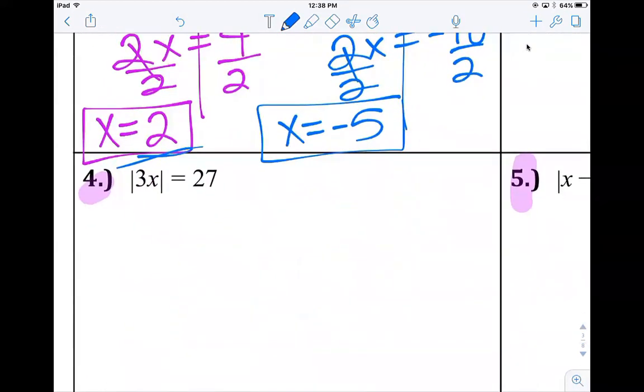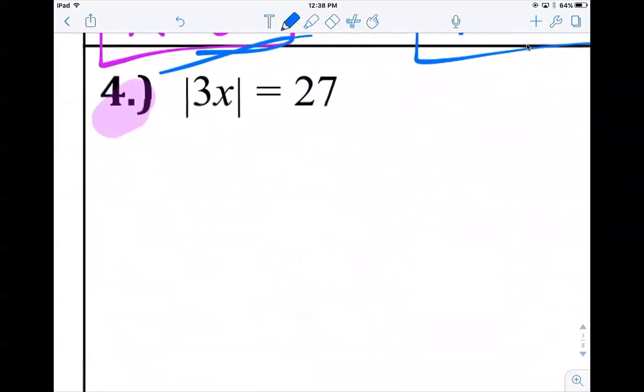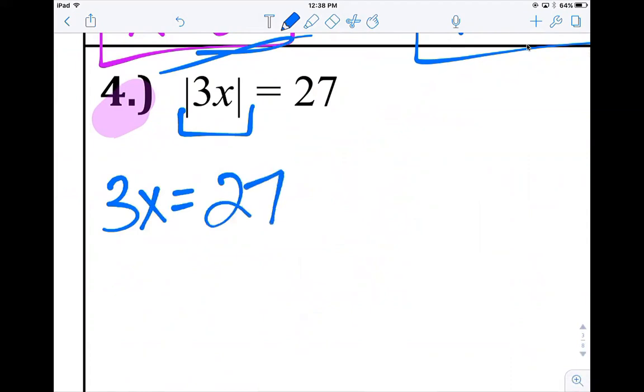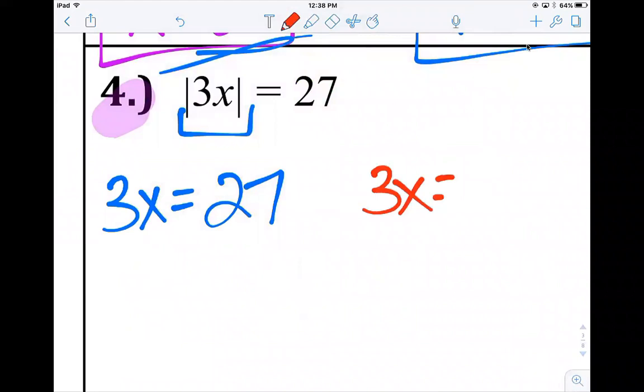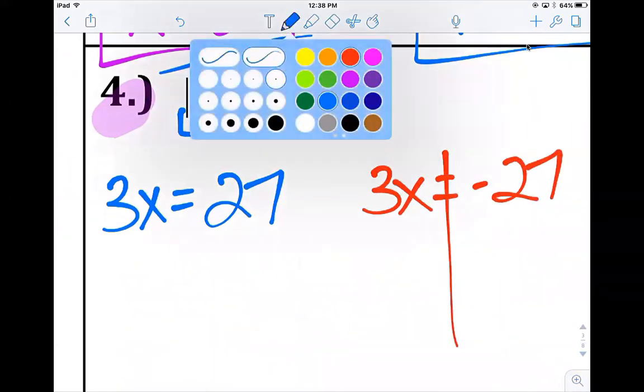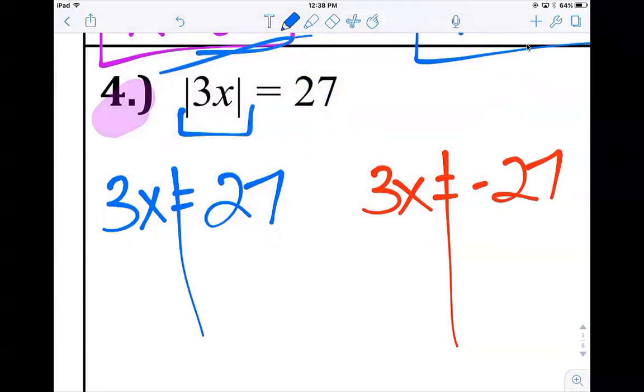All right, let's move down to number 4. So again, first thing we want to make sure is that that absolute value is isolated. It's by itself, which it is. So we're going to set up our 3x equals 27. And I'm going to switch colors and do 3x equals -27. So again, it's the same process that we just did. Take it, split it into 2 parts. So we're going to solve by dividing by 3. So x equals 9.